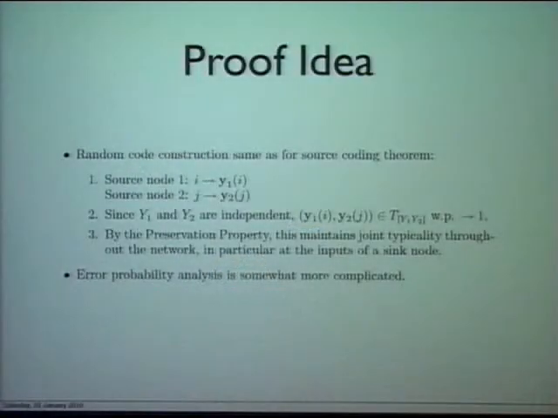Now, one thing I need to say is that the error probability analysis is somewhat more complicated because we are decoding more than one index at the same time. But it can be done. Essentially, the main thing is that you start with something that is jointly typical, and then you do it component-wise, and that would maintain joint typicality.